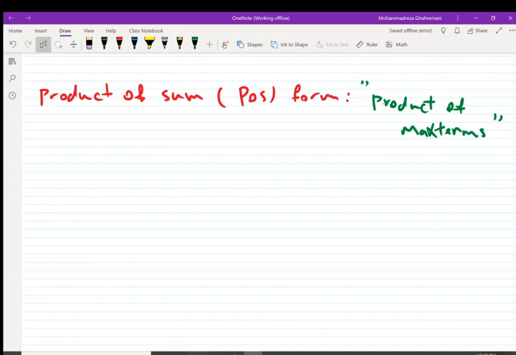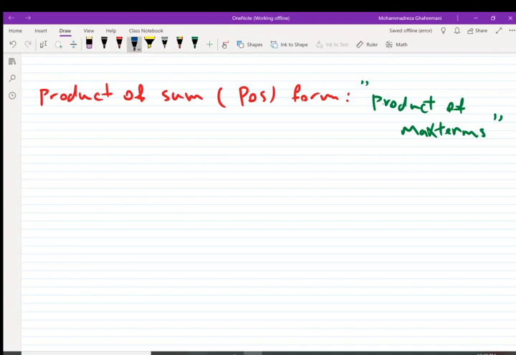Product of sum is obtained by ANDing the Maxterms corresponding to the zero output. Be careful, for minterms we always want to reach output 1. For Maxterms we want to reach output 0.